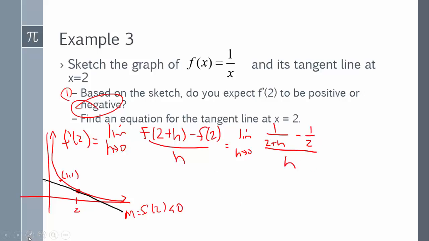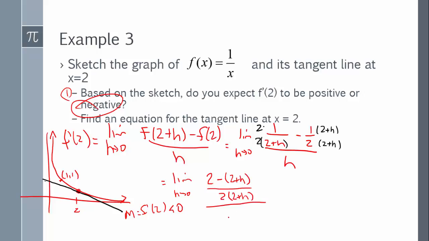My first step is to get common denominators so that I can subtract these two fractions. So if I multiply the left fraction by 2 over 2, and the right fraction by 2 plus h over 2 plus h, now what I get is the limit as h approaches 0 of 2 minus the quantity 2 plus h, all over 2 times 2 plus h, all divided by h. Fraction over fraction means I can rewrite this.